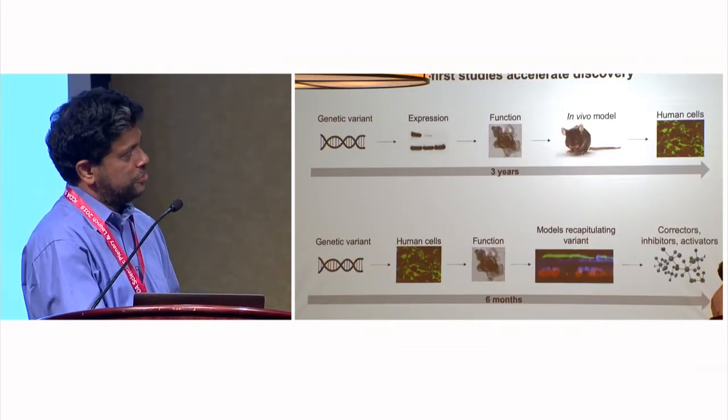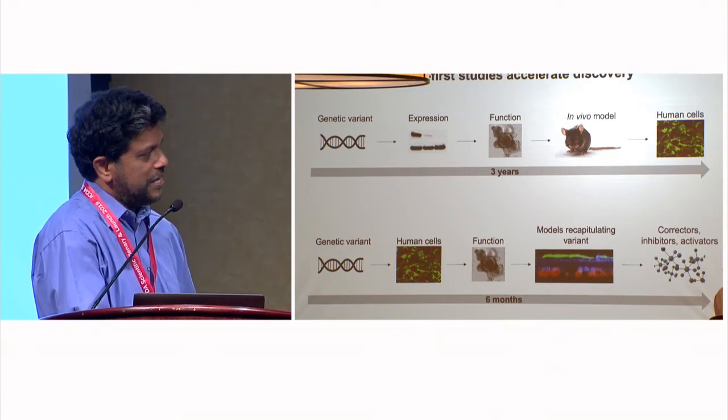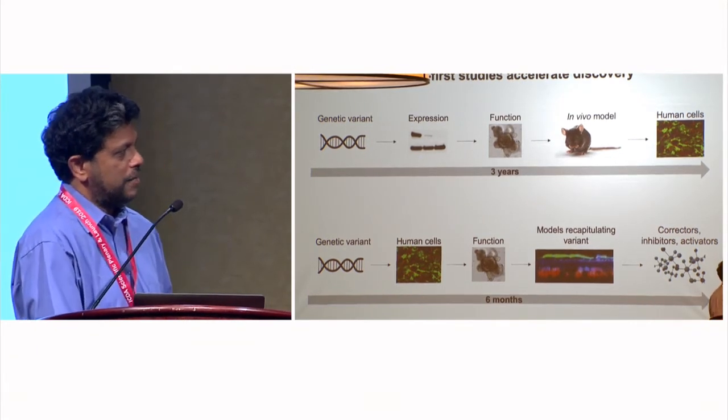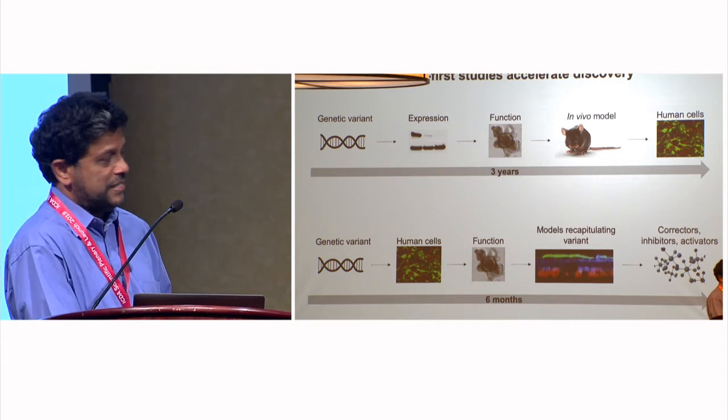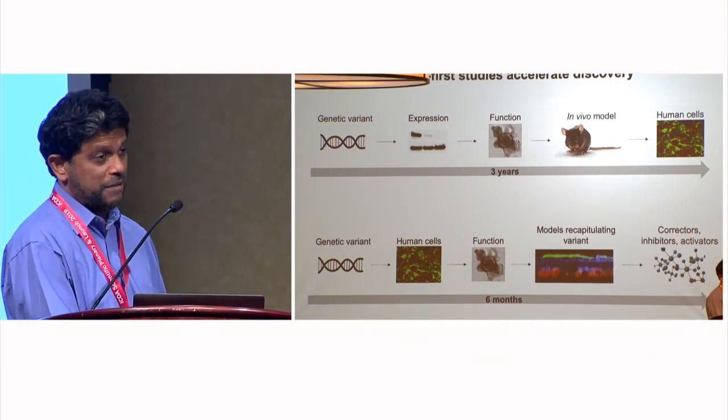Generally the approach has been variant, expression maps, function, in vivo models, and back to human cells. But the unique opportunity here is that as we've embarked on optimizing organoid systems, we can now move from variant to a corrector phenotype within about 6 months.